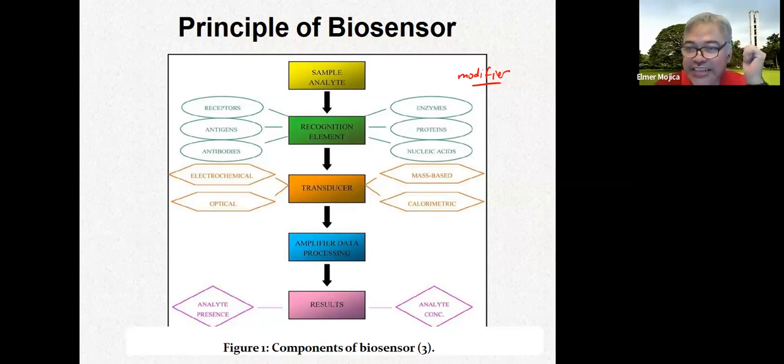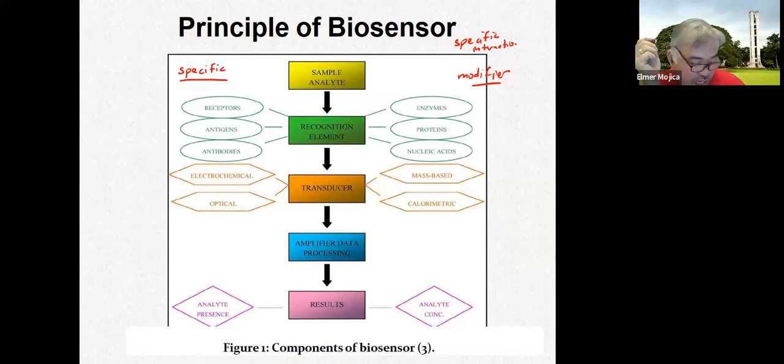So it's usually the antigen targeting an antibody, or the antibody targeting an antigen. Each of them has a specific interaction with a particular analyte. Okay, so usually this recognition element is the one that makes the reaction, or we could say makes the biosensor specific for a particular target.